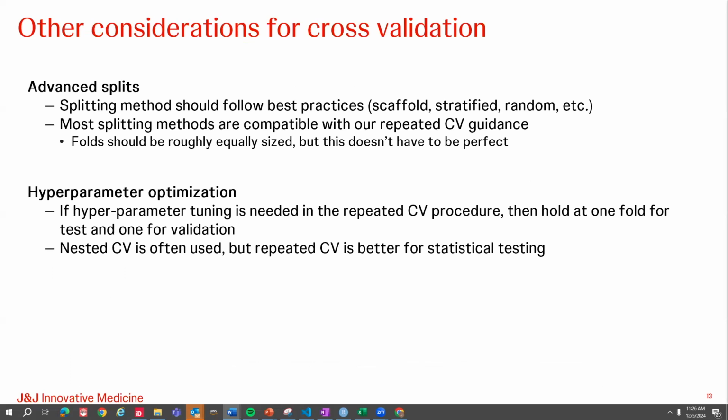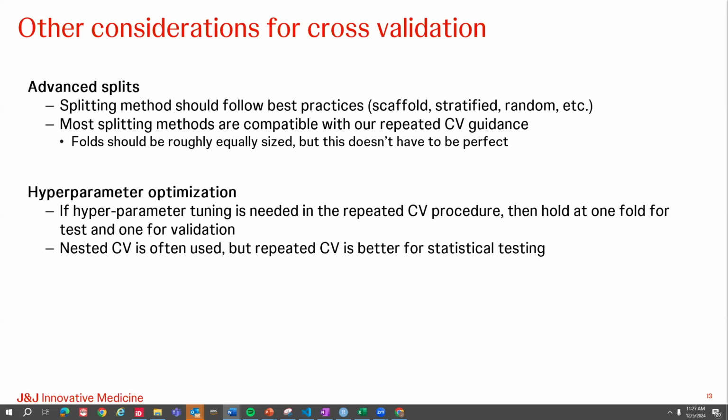Other considerations we mentioned in the paper for cross-validation: your splitting should follow best practices. You should minimize splitting of close chemical analogs across splits to avoid over-optimistic performance estimates. Scaffold splits or chemical structure clustering are common to avoid this. Most splitting methods are compatible with repeated CV. There's no formal requirement that the folds should be equally sized, but you should try to avoid dramatic size differences to perform a reasonable CV. We mostly chose not to provide guidance on the splitting methods and to save that for the upcoming paper.